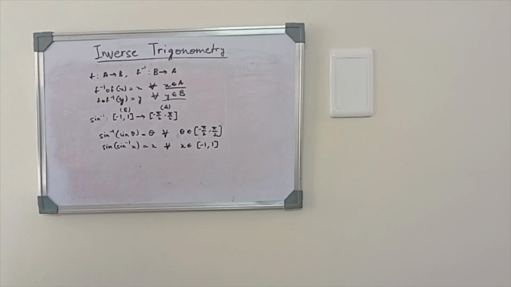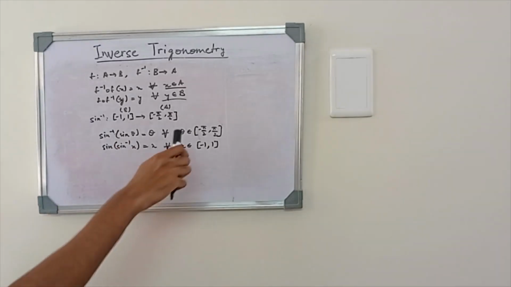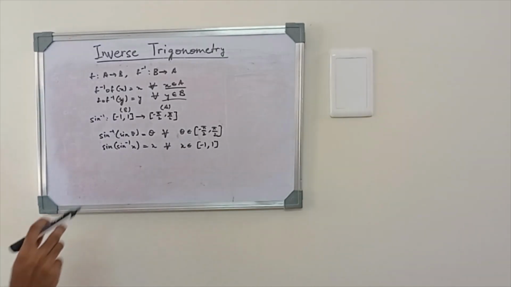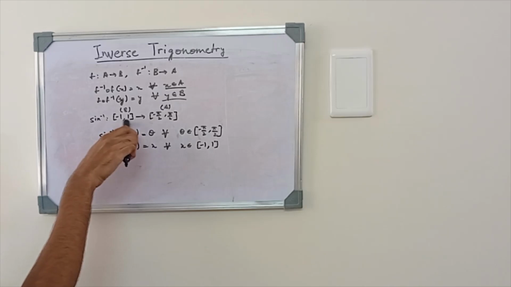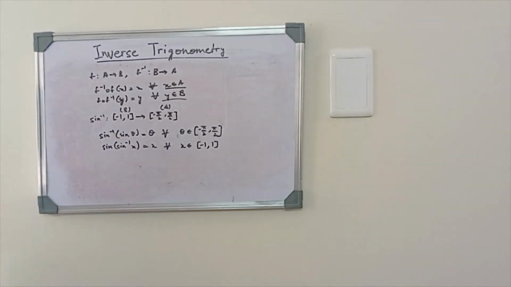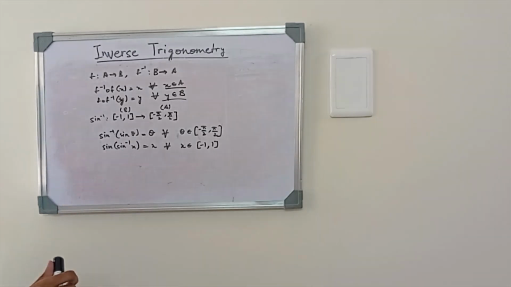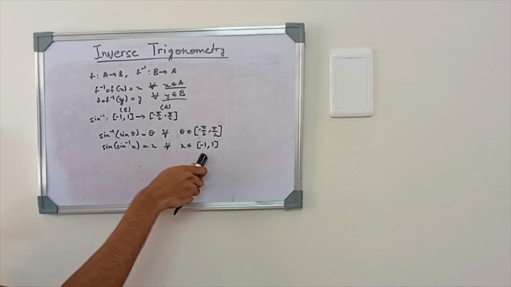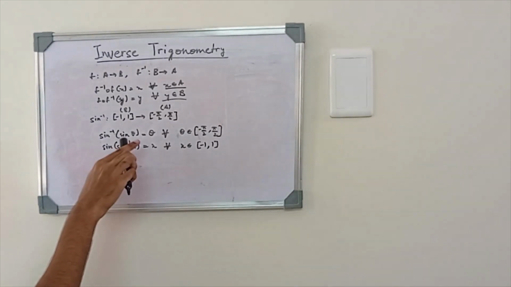So the question naturally arises, what happens if theta and x do not belong to these mentioned ranges? In the second case, it is pretty straightforward. You know that sine inverse is only defined in this interval. It is not defined at all elsewhere. So this expression will become undefined if x is outside this interval. That is sort of straightforward. But what about this case?